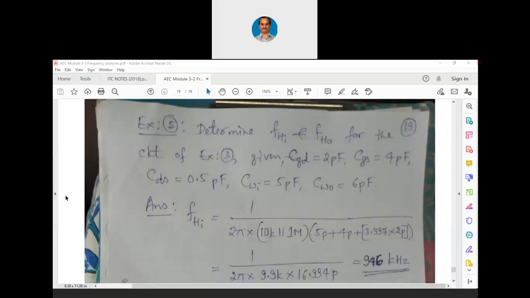This is the last exercise in this PDF now. Later on, I have a small PPT where I will show you some other exercises quickly.